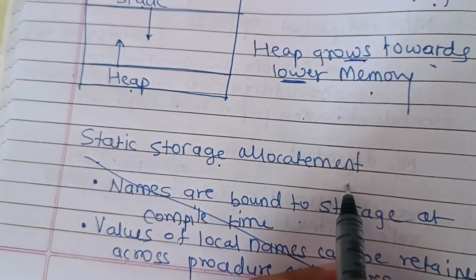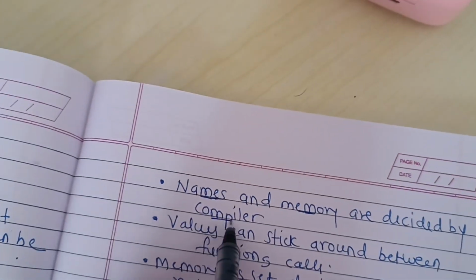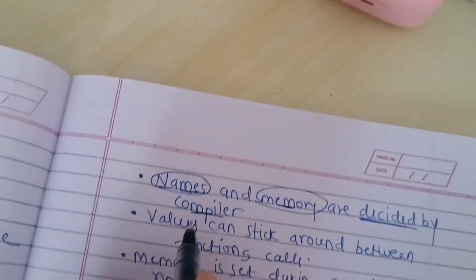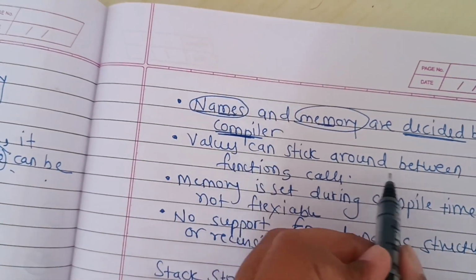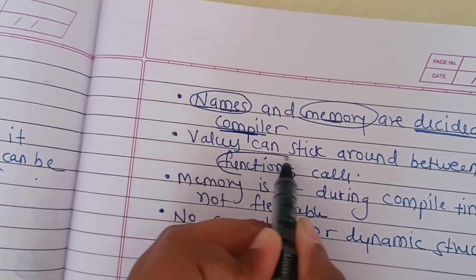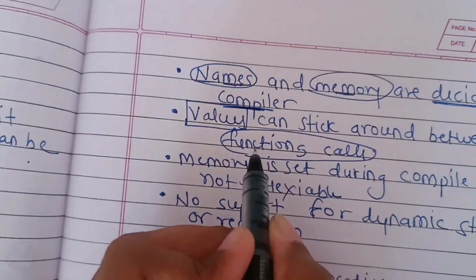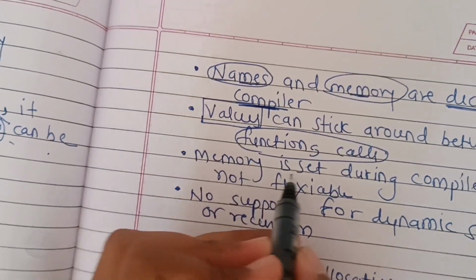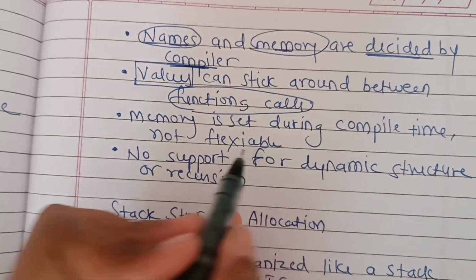Static storage allocation. In static storage allocation, names and memories are decided by the compiler, and values stick around between function calls. Memory is set during compile time, not flexible.